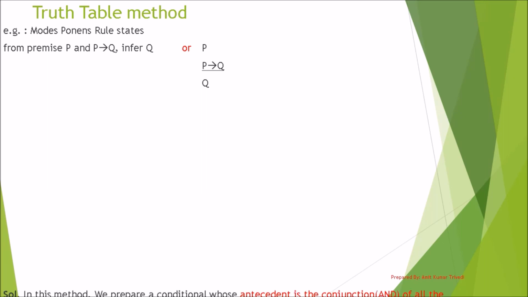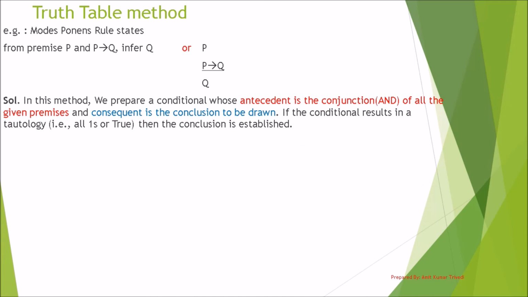Now for the solution, in this method we prepare a conditional whose antecedent is the conjunction of all the given premises and consequent is the conclusion to be drawn. If the conditional results in a tautology, that means the output column has only ones, then the conclusion is established.